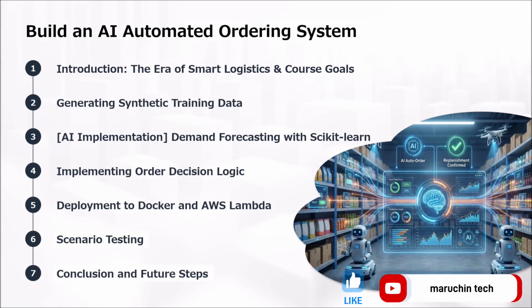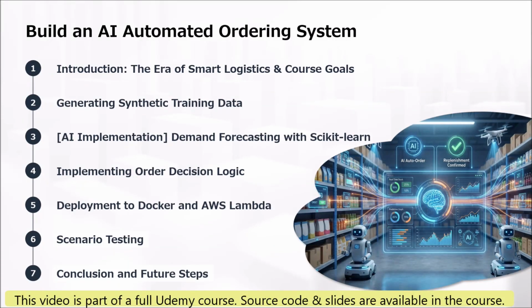Welcome to this course on building an AI-powered automated ordering system using Python and AWS. In this course, we will tackle key challenges in smart logistics by building a full-stack solution for demand forecasting and automated replenishment. The curriculum is structured into 7 main sections.